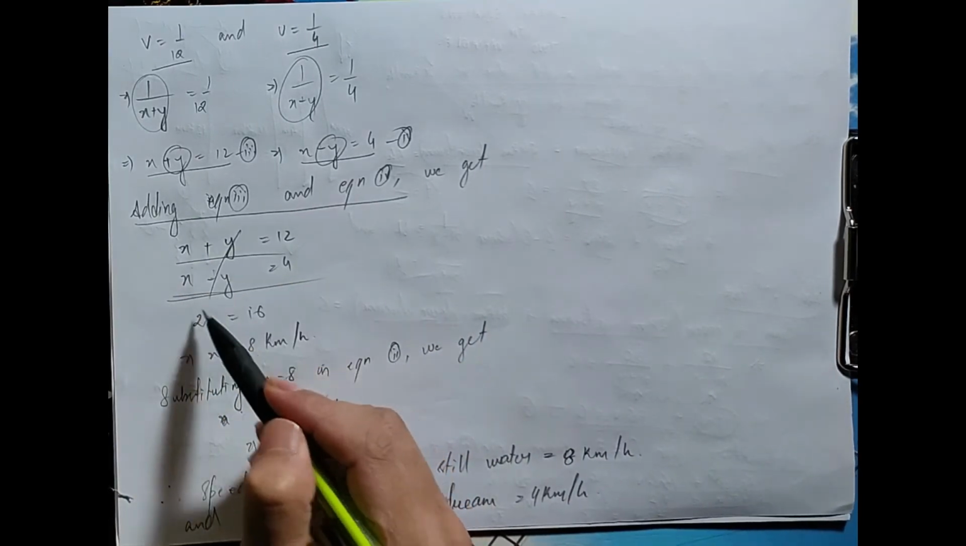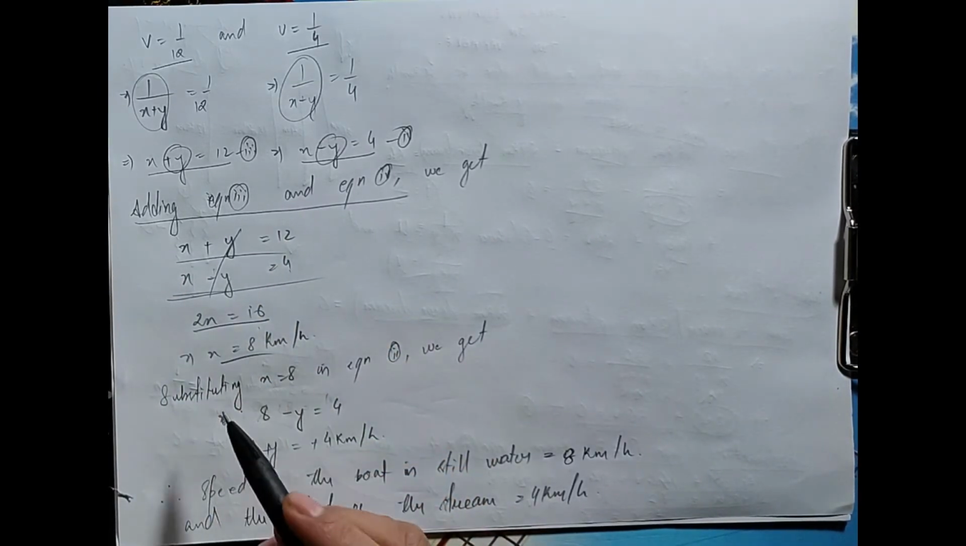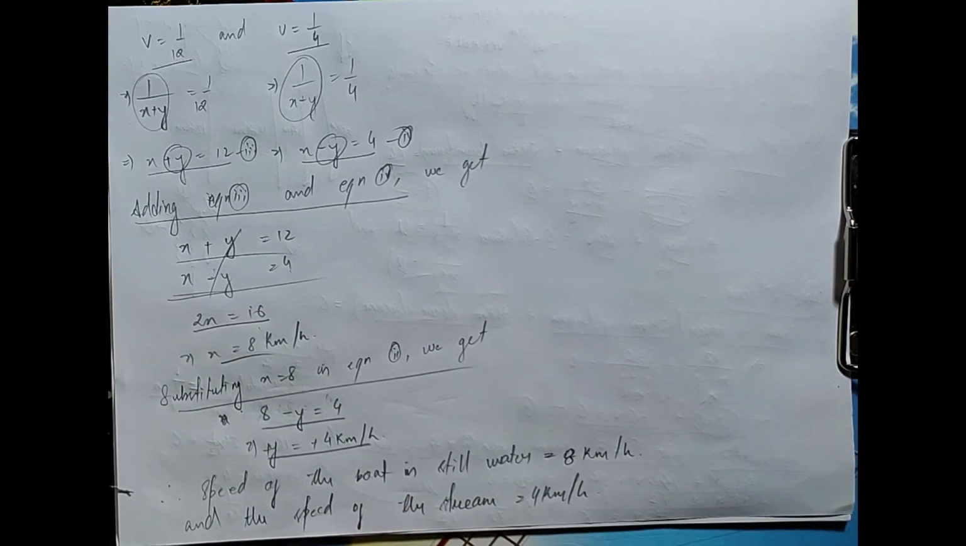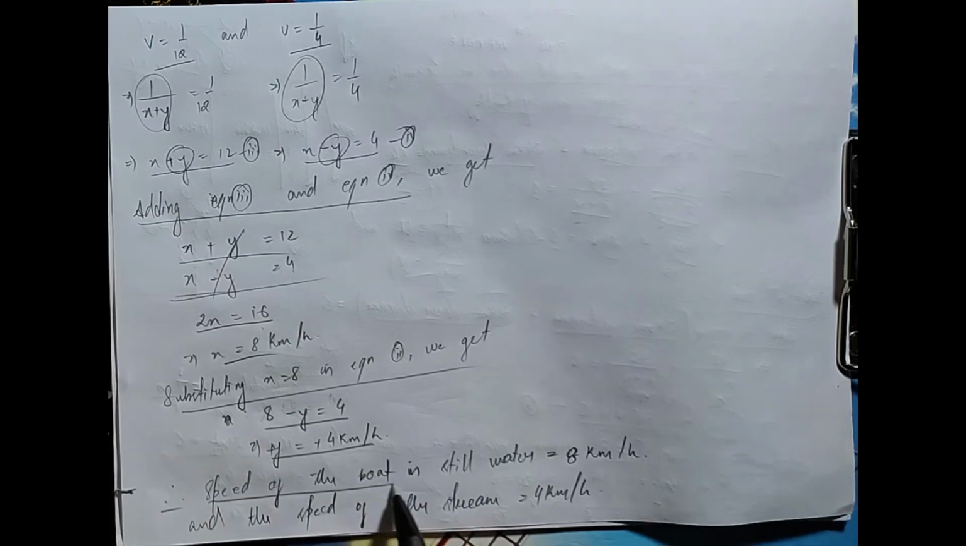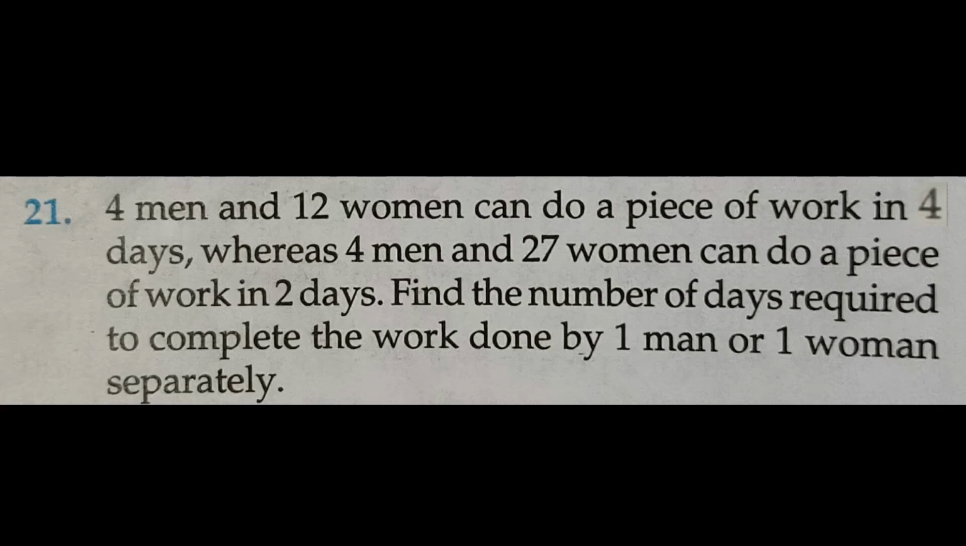If you solve, this 2 will get cancelled. 2x is equal to 12 plus 4, 16. If you solve, x is equal to 8. Substituting x is equal to 8 in equation 4, we get 8 minus y is equal to 4 and y is equal to 4 km per hour. Therefore, speed of the boat in still water is 8 km per hour and speed of the stream is equal to 4 km per hour.